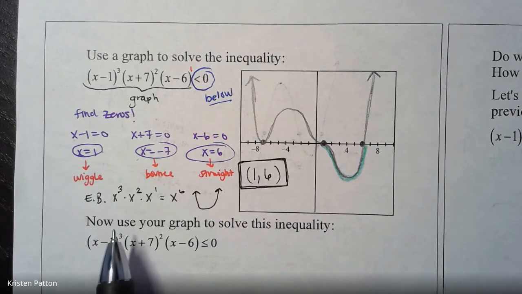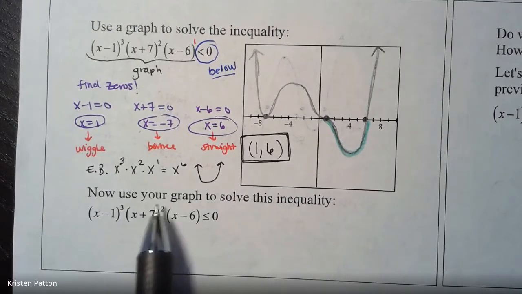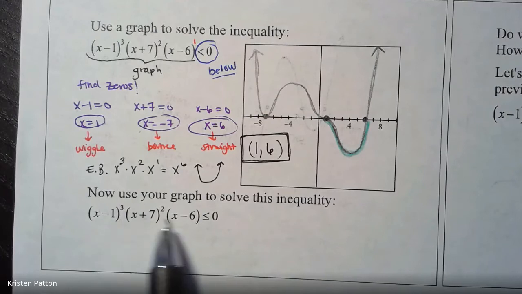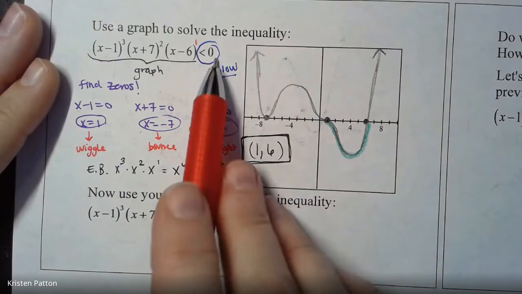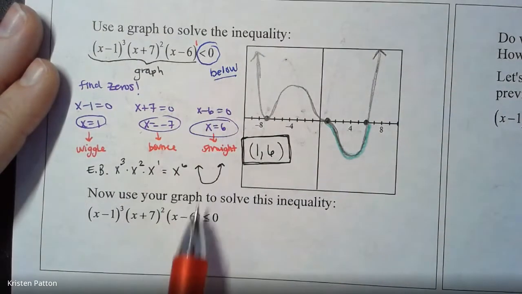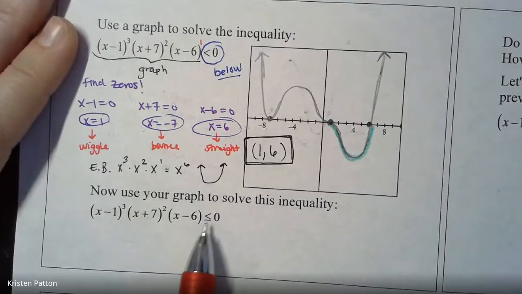What happens if I make a slight change? It says now use your same graph to solve this new inequality. Well, what's different? The function is not different. There's still a 0 over there, but now instead of just less than, now it says less than or equal to.